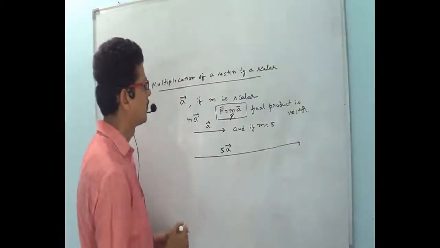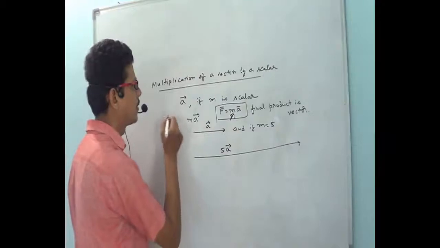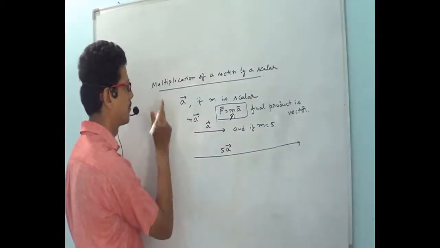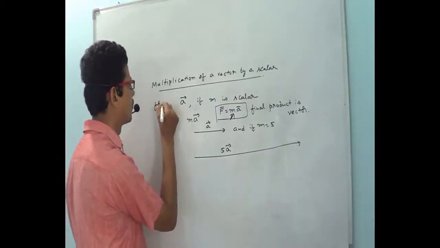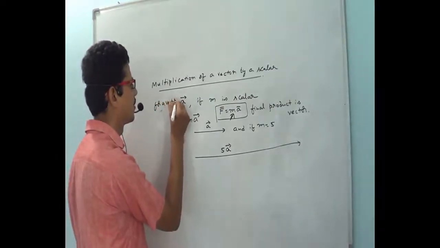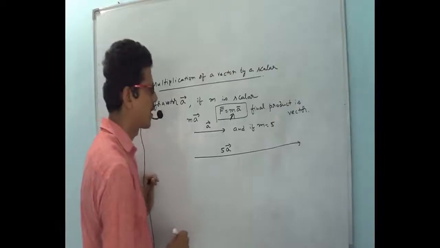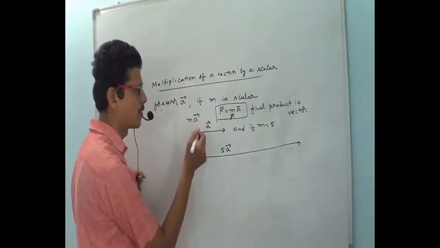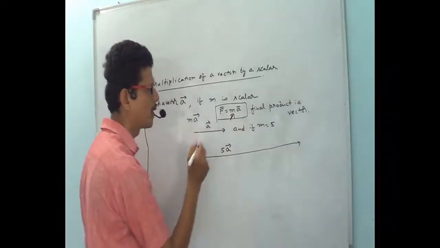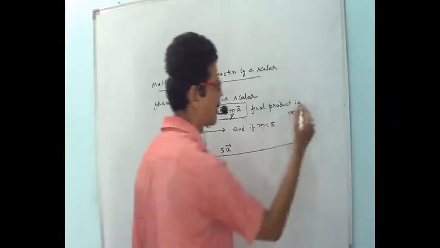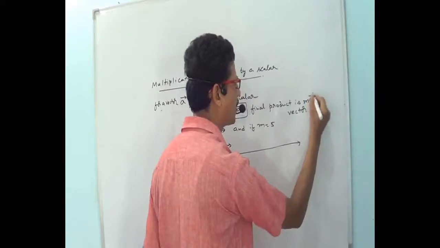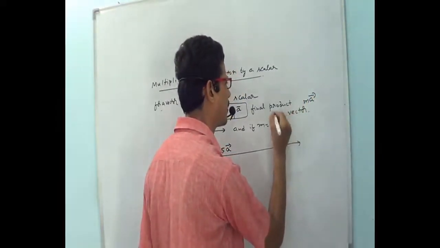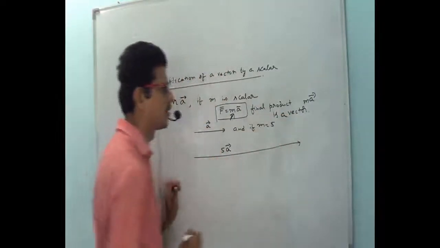Note this down. For a vector a bar, if m is a scalar, the final product m a bar is a vector.